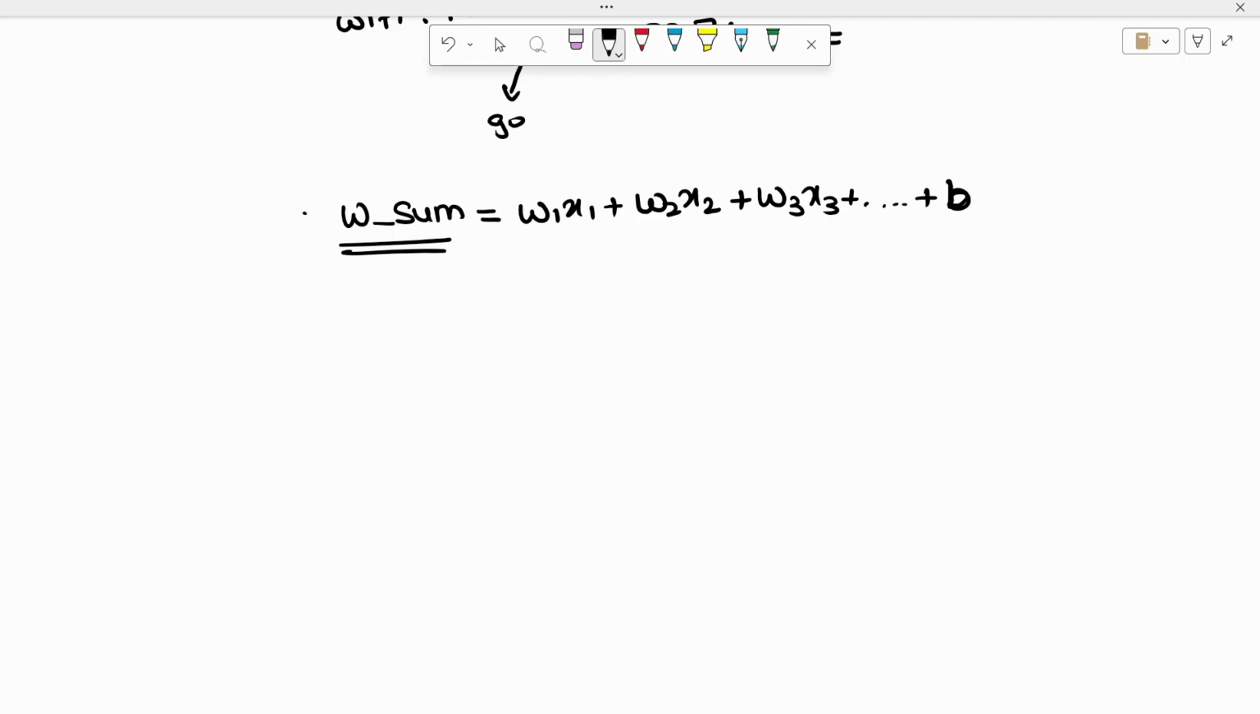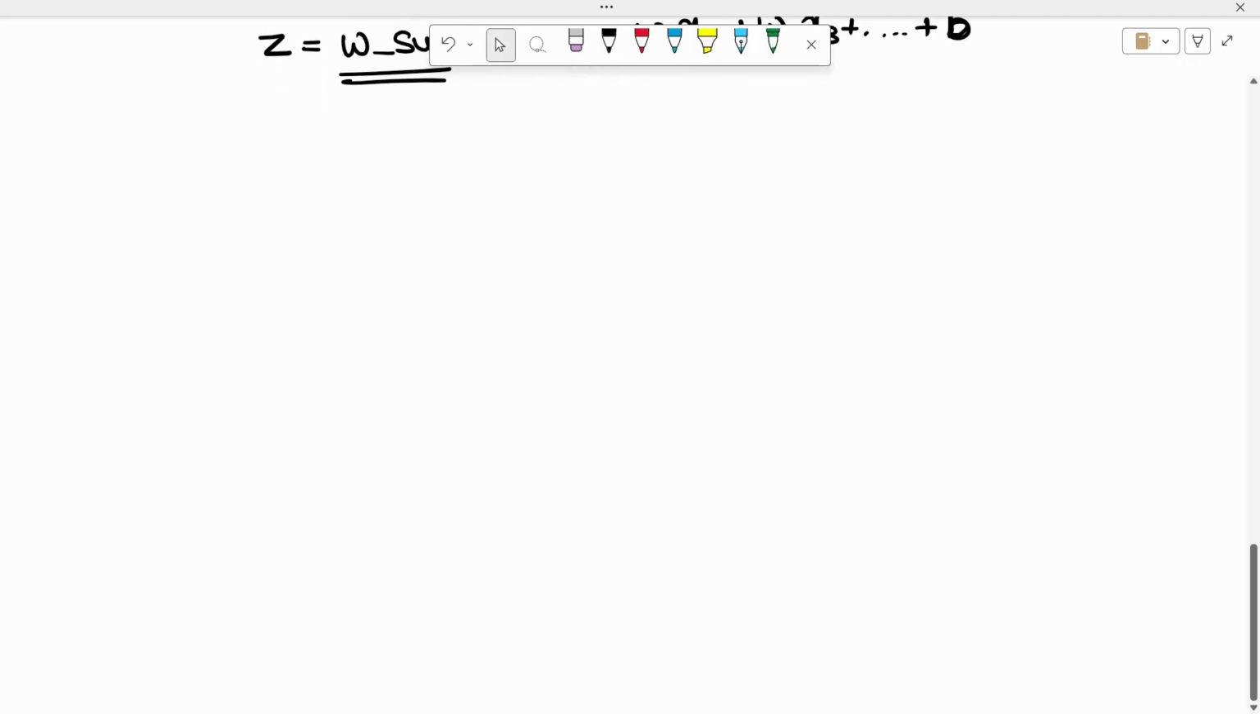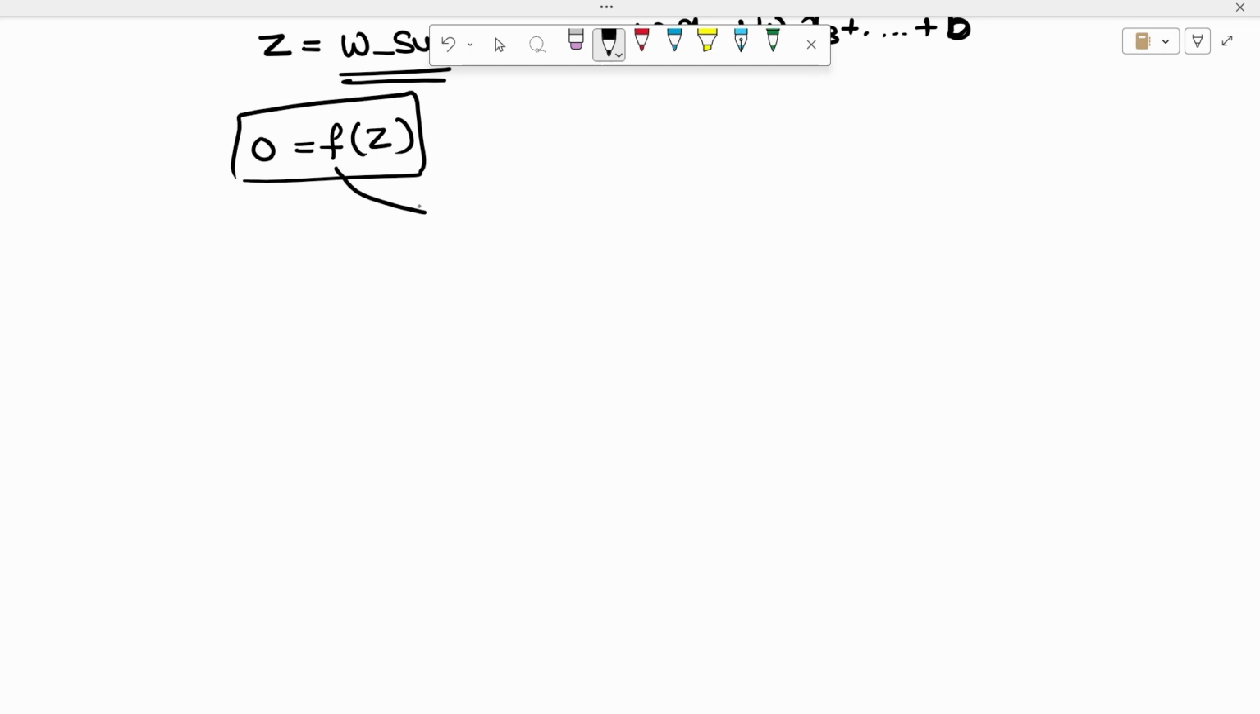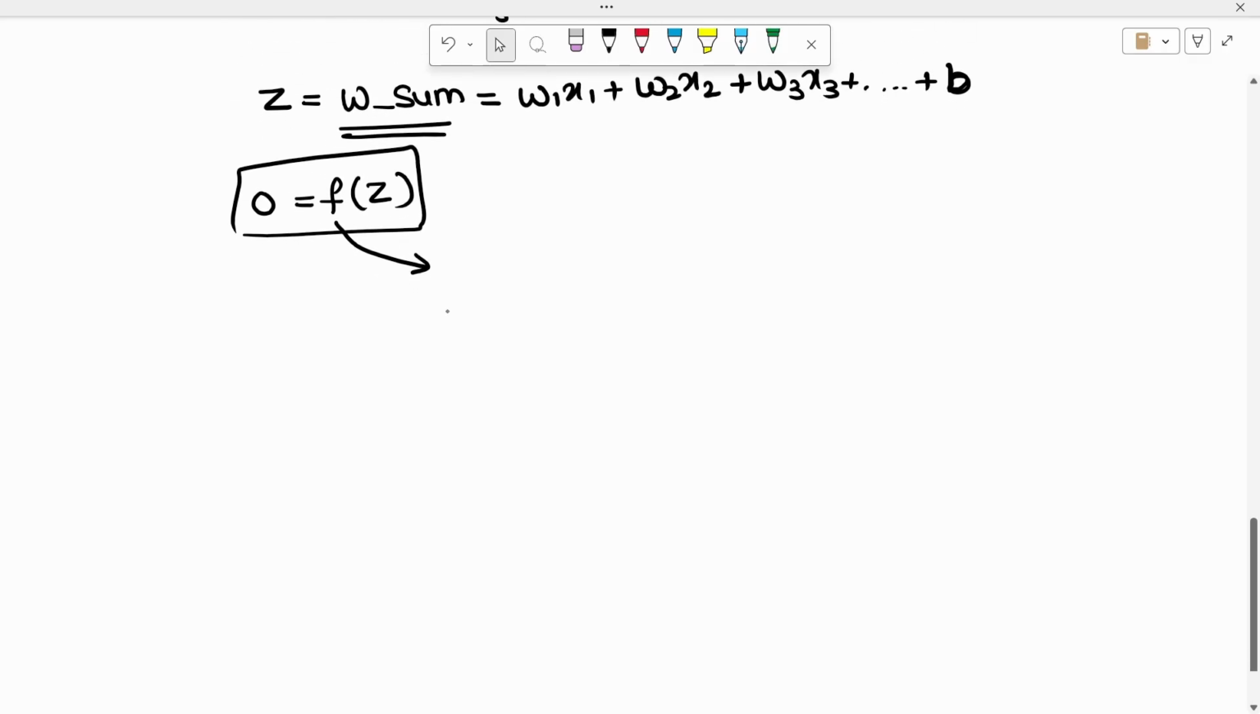So that is the weighted sum. Let's just name this Z so that you don't have to write the whole thing every time. And the activation function is just as simple as writing f of Z. Now, this will be your output of the neuron. This f can be any activation function, any function which you want. So the whole workflow would be in this way.